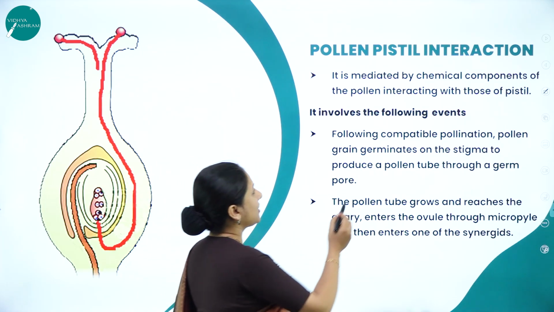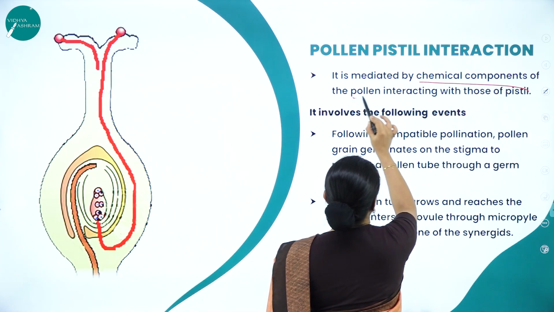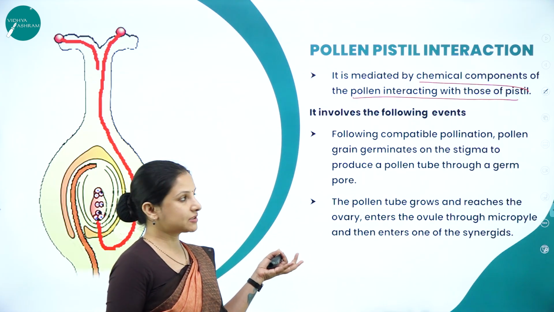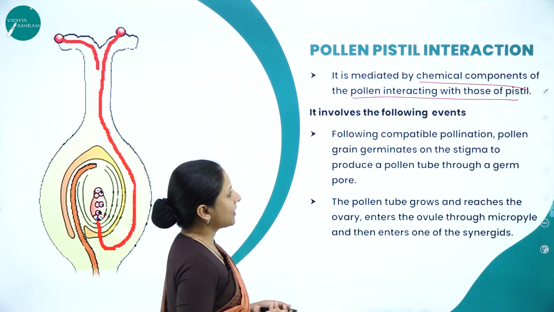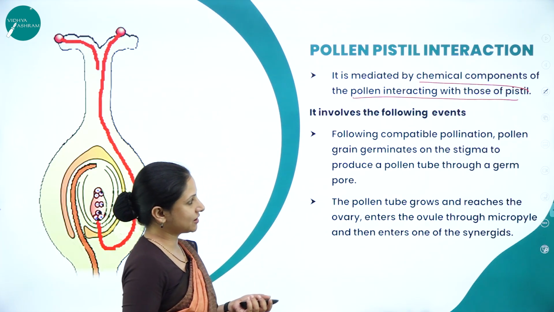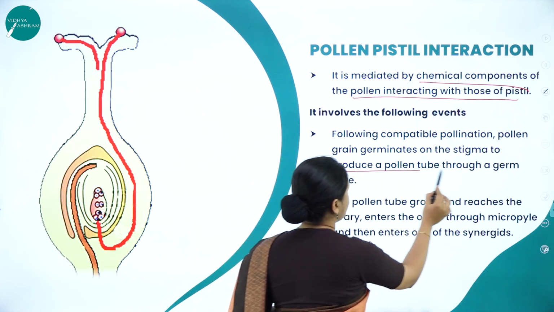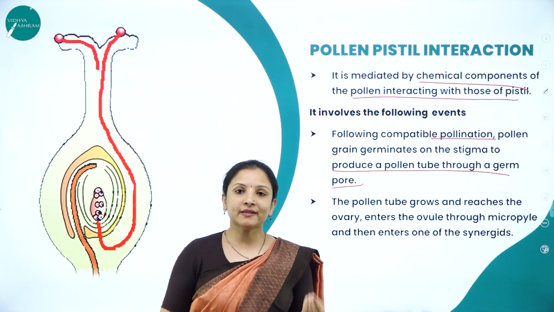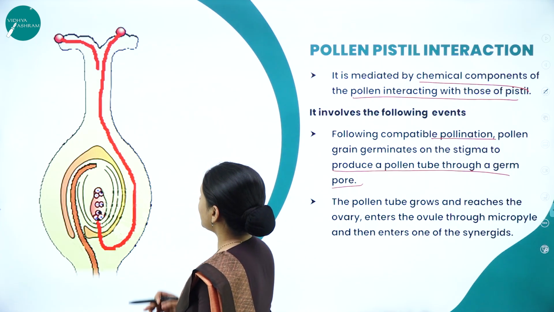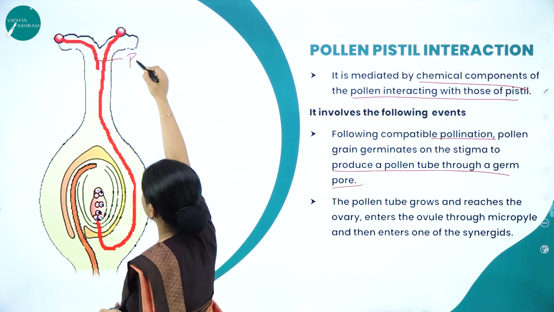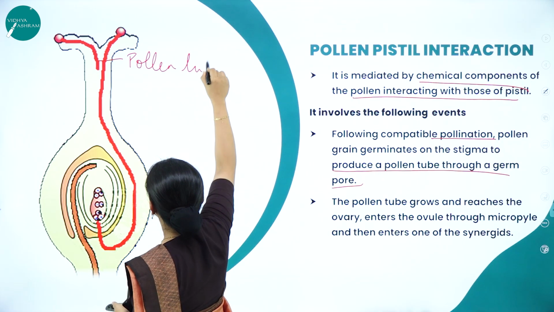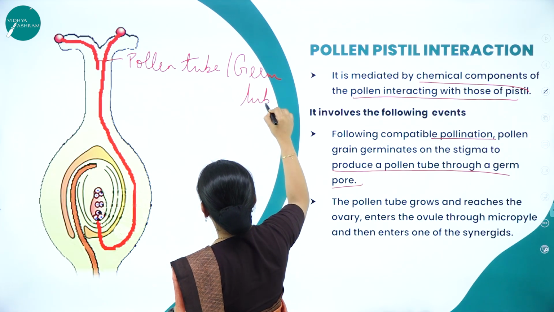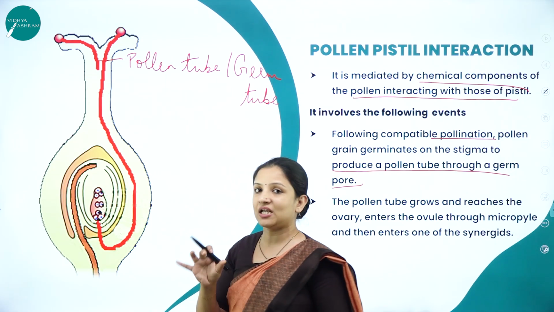It is mediated by chemical components of the pollen interacting with those of the pistil. So, there are certain events that occur in the pollen-pistil interaction. Following compatible pollination, the pollen grain germinates on the stigma to produce a pollen tube through a germ pore. As I told you in the previous sessions, once the pollen grain falls on the stigma, it needs to produce a pollen tube, which is also called the germ tube. Now this pollen tube will get produced only if the stigma allows it to.